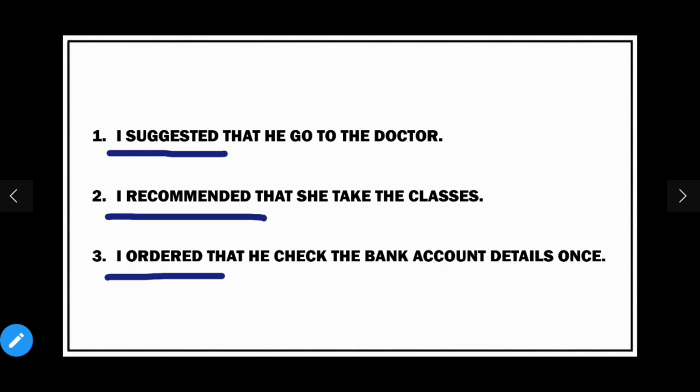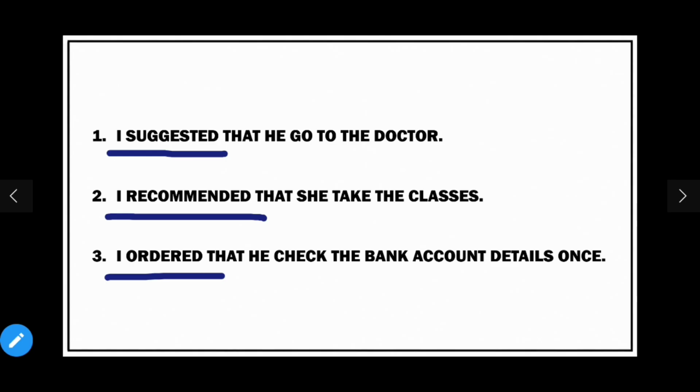I suggested that he go to the doctor. I recommended that she take the classes. I ordered that he check the bank account details once. It's all one kind of suggestion, recommendation, and order. That's it. Now we are going to discuss our second objective, that is rule.